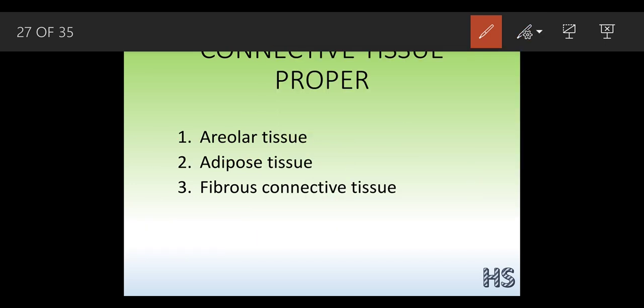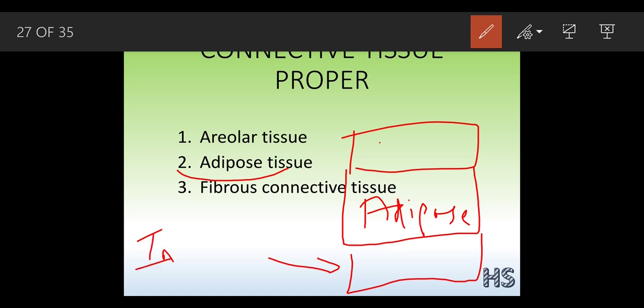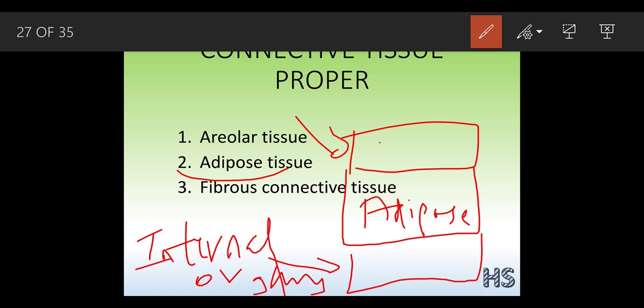Now adipose tissue. Where is this adipose tissue formed? Suppose this is a layer of skin, this is the adipose tissue, and this is the internal organs, and the above one was the skin layer. See, this adipose is present between the skin and the internal organs.